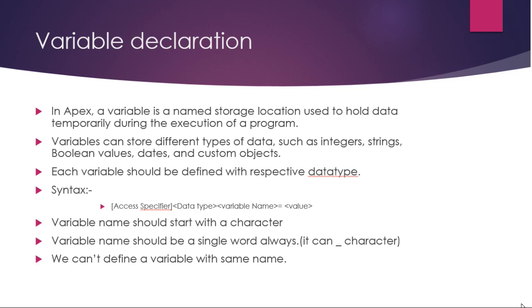We can't define a variable with the same name. Suppose I defined a variable name my number, and I want to define the same name with changing the letters from capital to small. So, Apex is a case sensitive programming language. So sorry, it is not a case sensitive programming language. So if you define it in capital letters or in small letters, it still takes both as identical, and it doesn't allow you to specify two variables with the same name.